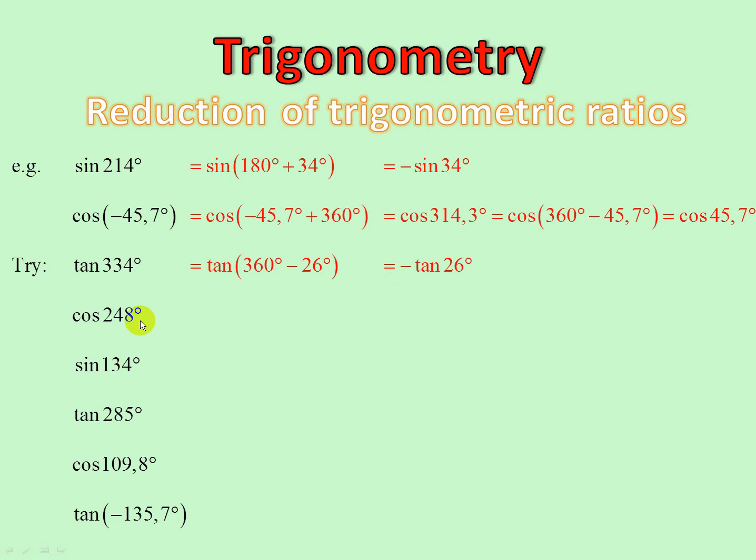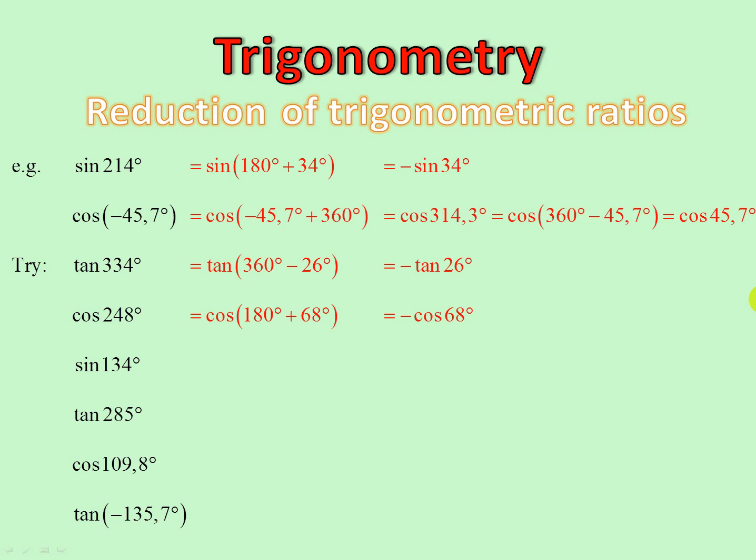248 degrees. Third quadrant, 180 plus 68. No change, it's still the same angle. I write the same angle. Now I can say that it has the same x, y, r as 68 degrees, but cos is negative.